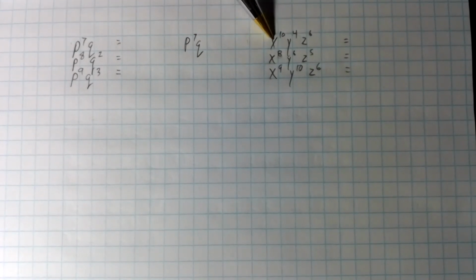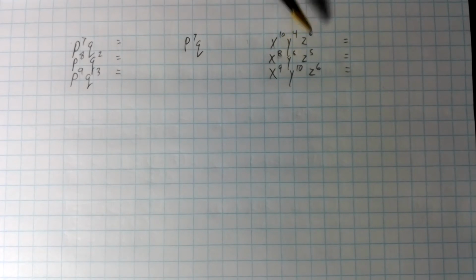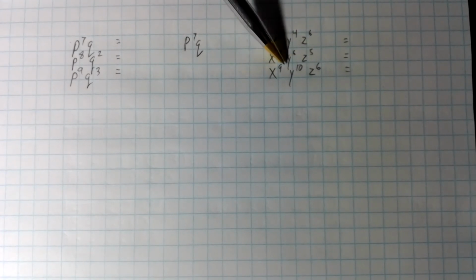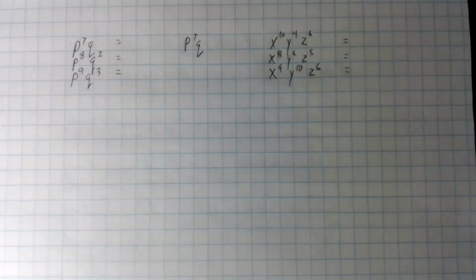Here are my next 3 products. x to the 10th, y to the 4th, z to the 6th, x to the 8th, y to the 6th, z to the 5th, and x to the 9th, y to the 10th, and z to the 6th. Here we are working with x, y, and z, so I'm going to start with my x's.